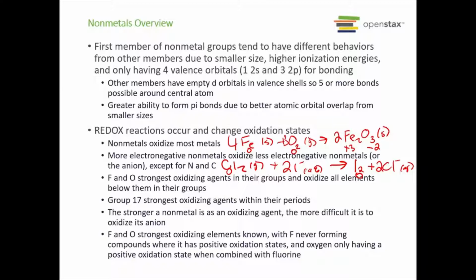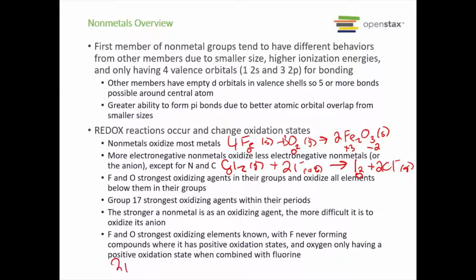Fluorine never ever forms compounds where it has a positive oxidation state. And oxygen generally doesn't, unless, and the only time it does is if it's bonded to fluorine. So if you have oxygen bonded to fluorine, then it's going to have a positive oxidation state because fluorine always has a negative one or 0.